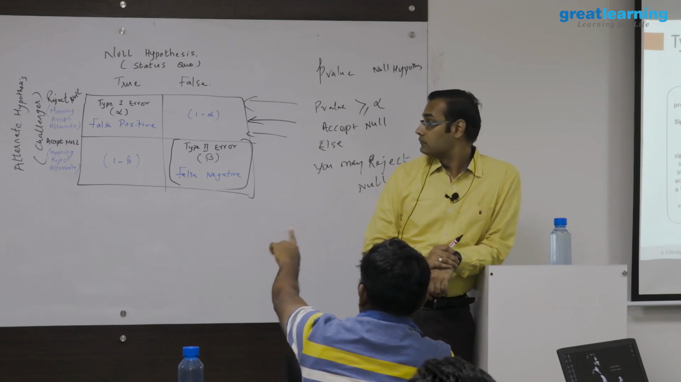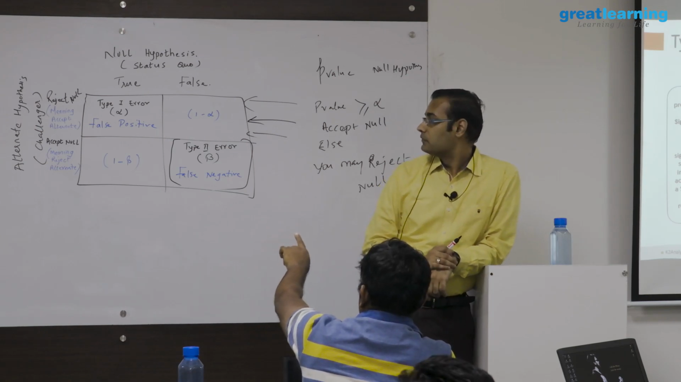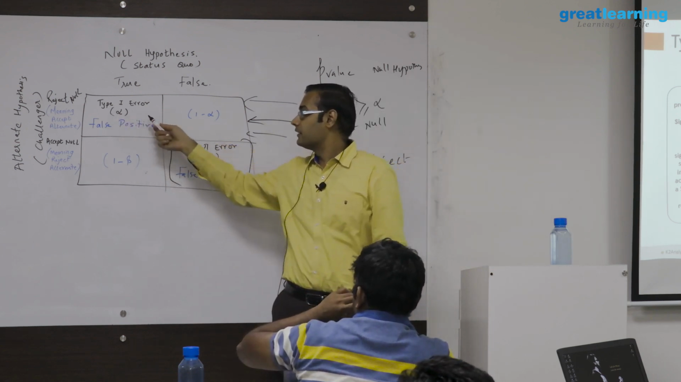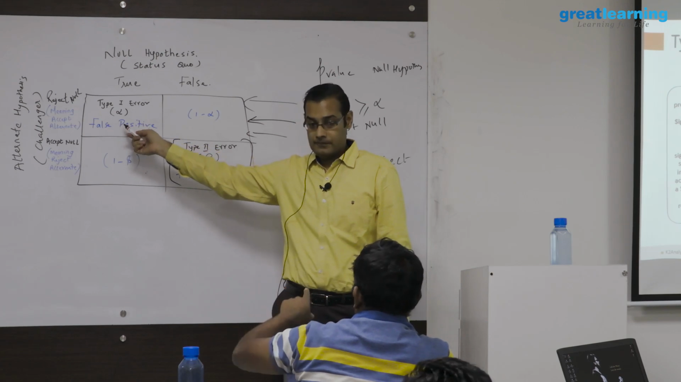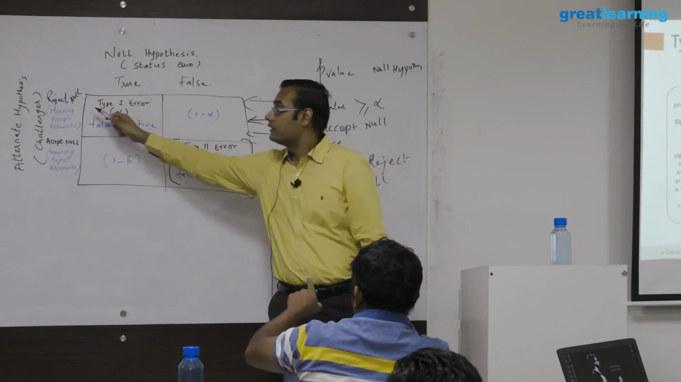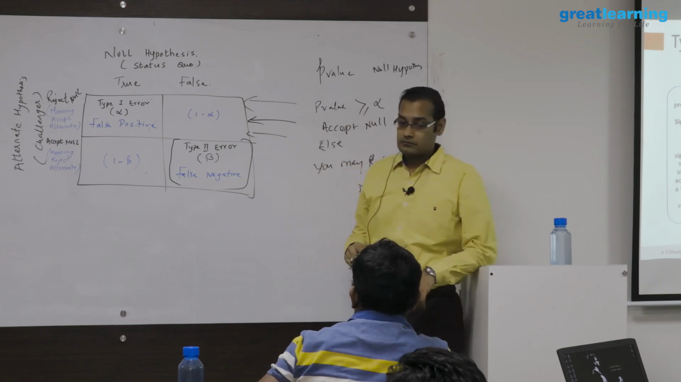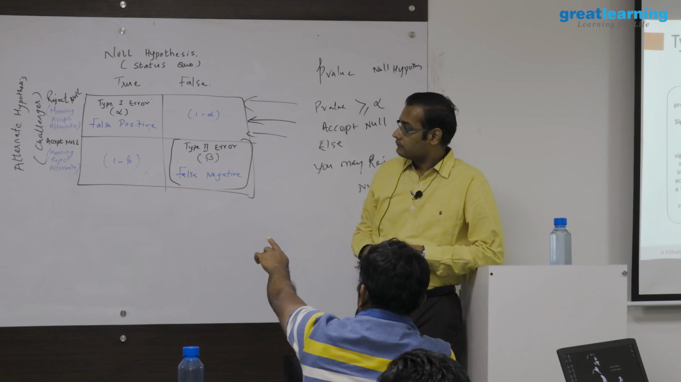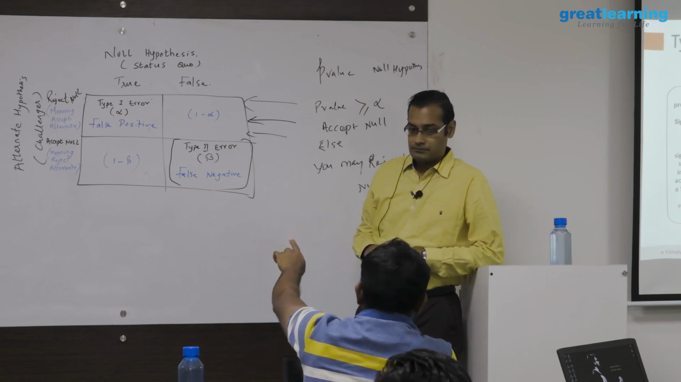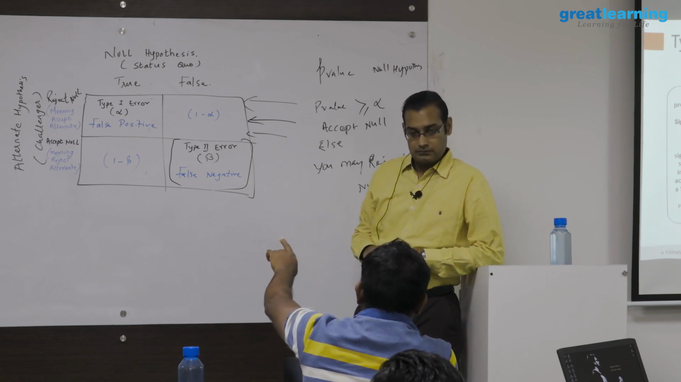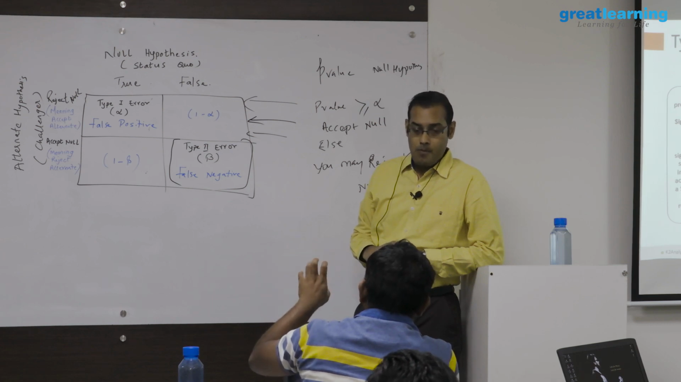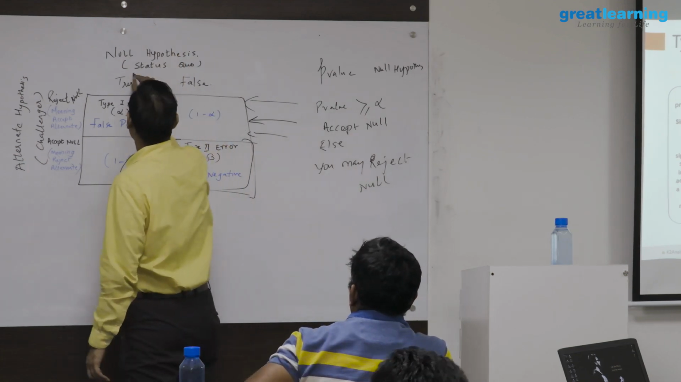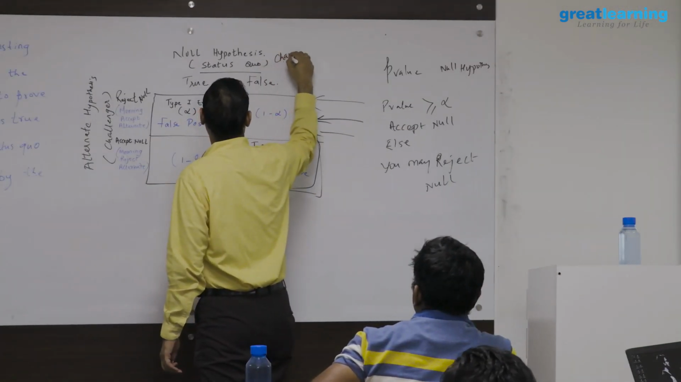Null true versus accept, null true versus reject. Accept alternate, accept null, both are possible. So whatever the null hypothesis is, null is the champion. This is the status quo. This is the champion.